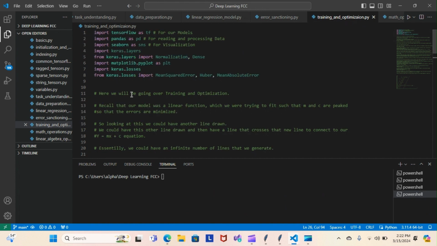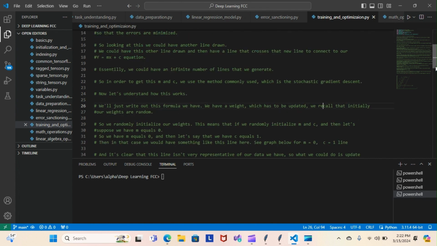Now, here we will be going over training and optimization. Recall that our model was a linear function, which we are trying to fit such that M and C are picked so that the errors are minimized. So looking at this, we could have another line drawn. We could have this other line drawn and then have a line that crosses that new line to connect to our y equals mx plus c equation.